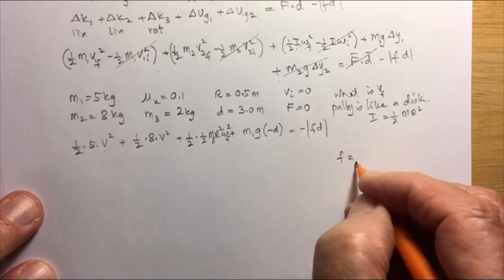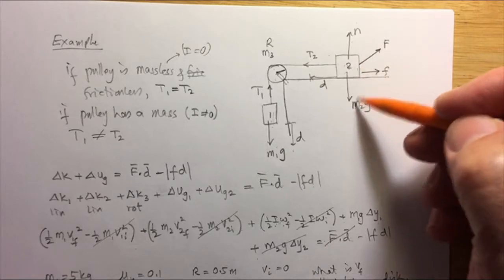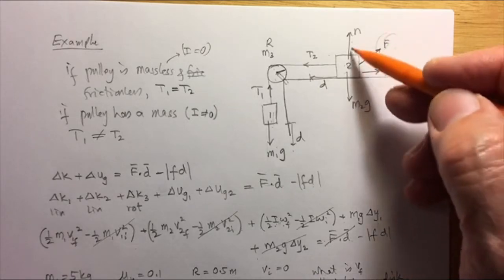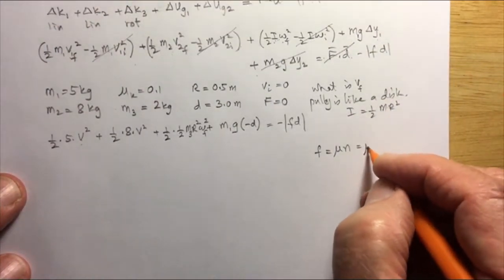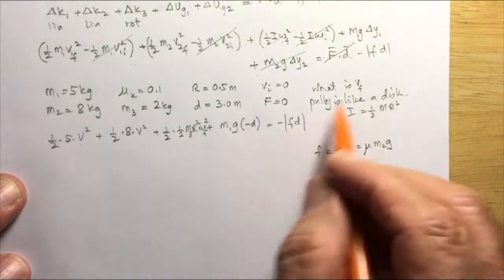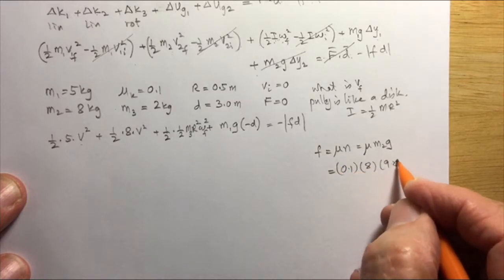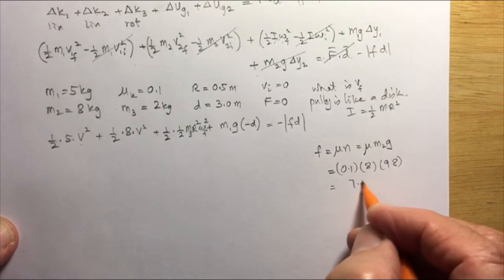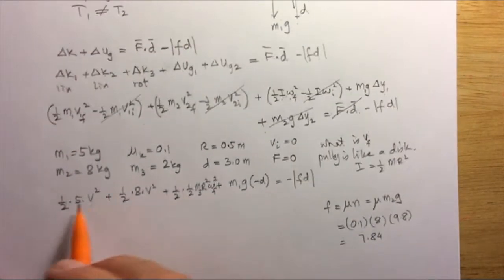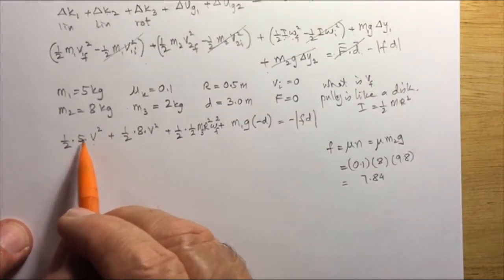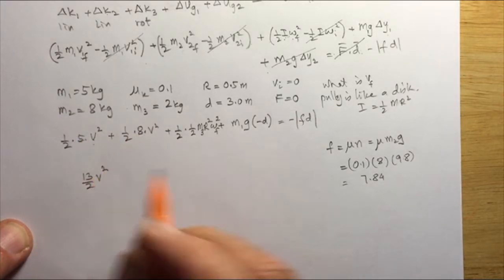So f is going to be mu times the normal force, and in this case the normal force is going to be simply equal to mg, because we've taken f as 0. If f were not 0, it would be something else. So the normal force is simply mg, so it's mu m2 g. The value of mu we took as 0.1, m2 is 8, and g is 9.8, and this becomes 7.84. So we put 7.84 here times 3. Now we can add these two together. So half of 5 and 8, so 13 over 2 v squared.